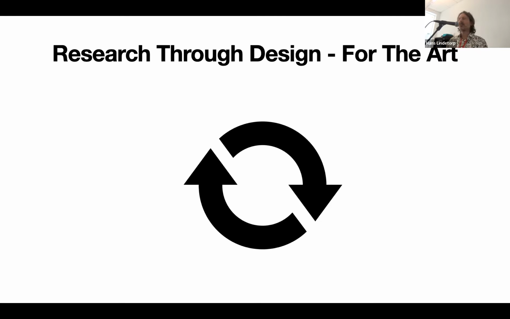All right, so how do I do this? Well, I would say it's an iterative process where I use research through design for the art. These are fancy words that we use here when we do research. So I research through the design process. By designing, I actually create knowledge. And I do it for the art.